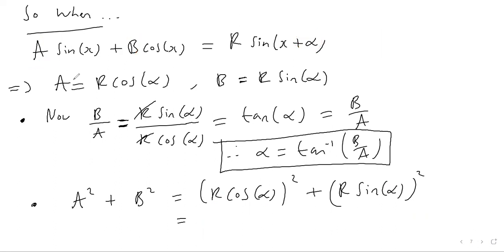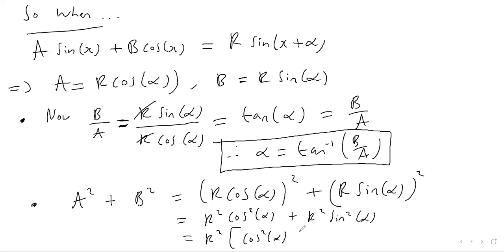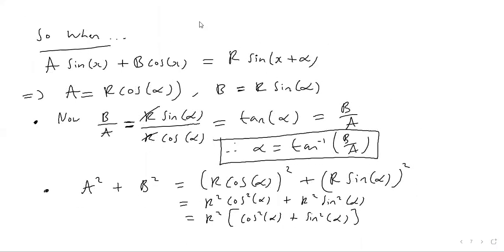Now let's look at what happens if we square this here and we square this here. If we do a squared plus b squared, we get r cos alpha all squared plus r sine alpha all squared. This gives us r squared cos squared alpha and r squared sine squared alpha. We can factorize out an r squared, so we get r squared times cos squared alpha plus sine squared alpha. Now we know from another trig identity that cos squared plus sine squared is just equal to 1. So this is equal to r squared.